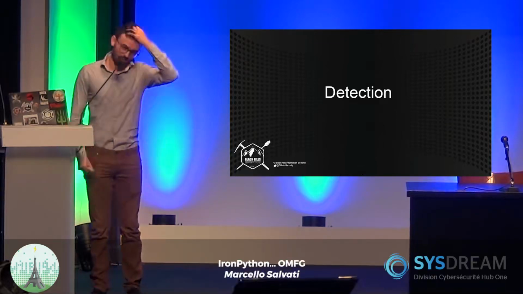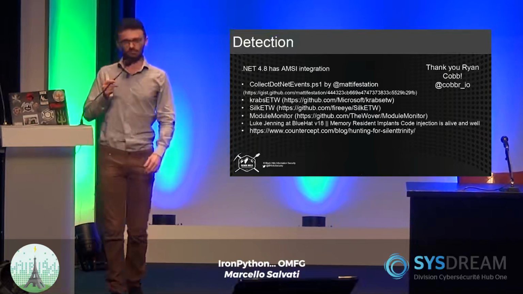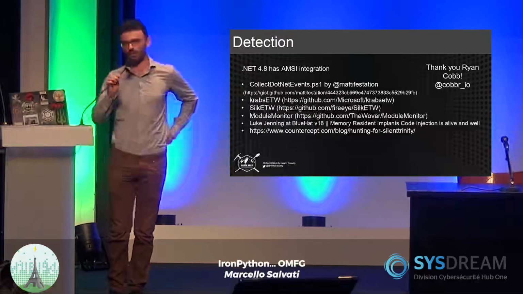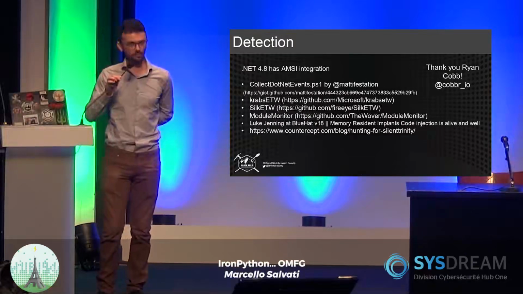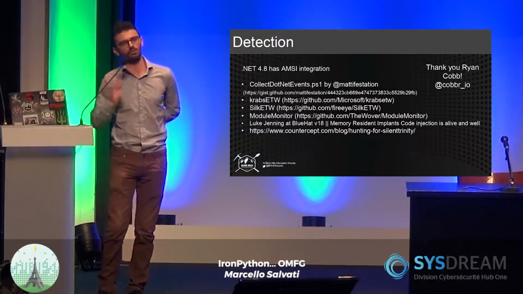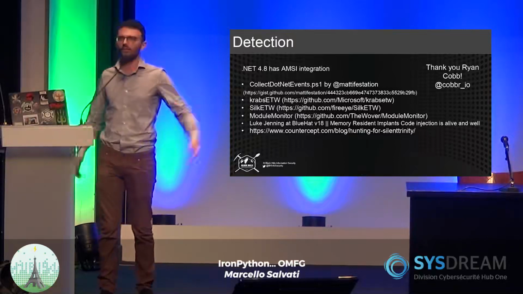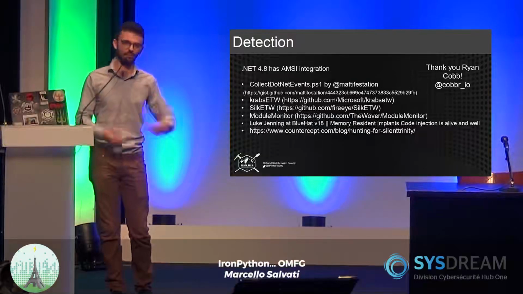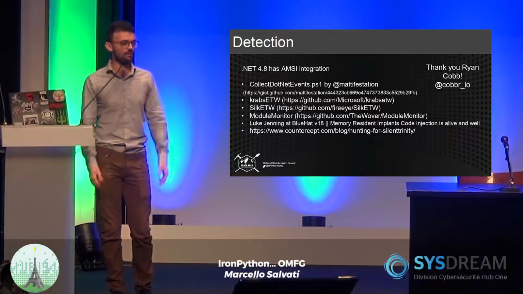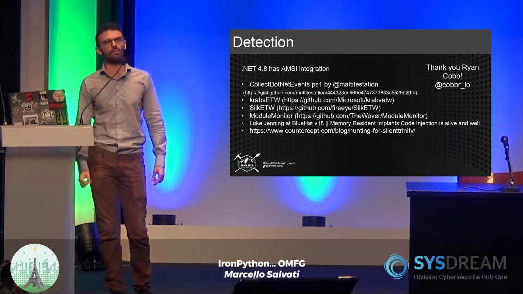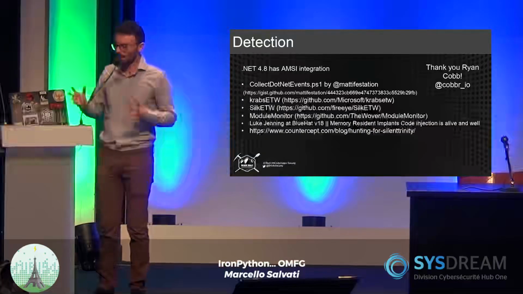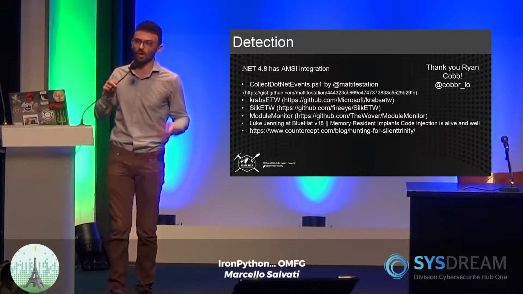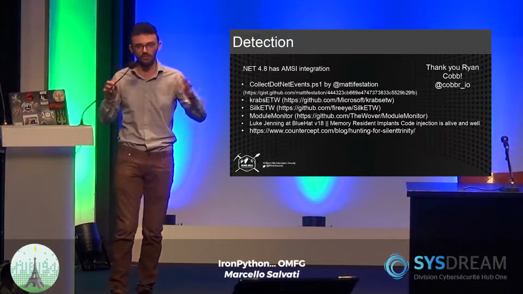Now, detection. This is where stuff gets a little hard, as usual. With .NET, things are getting better. .NET 4.8 has integrated AMSI support. Now, again, it's signature-based, so your mileage may vary on that one. And there's already research in place that allows you to bypass the AMSI support in .NET 4.8. Another problem is that the endpoints won't have .NET 4.8 installed by default. So we're back to the PowerShell problem where different versions of .NET will have the defenses in place and some won't.